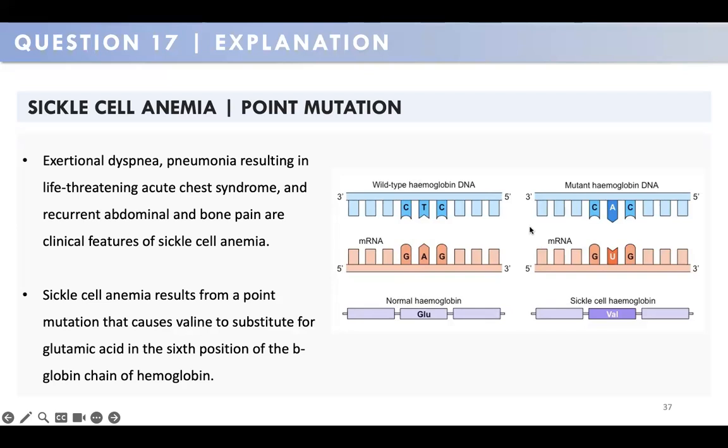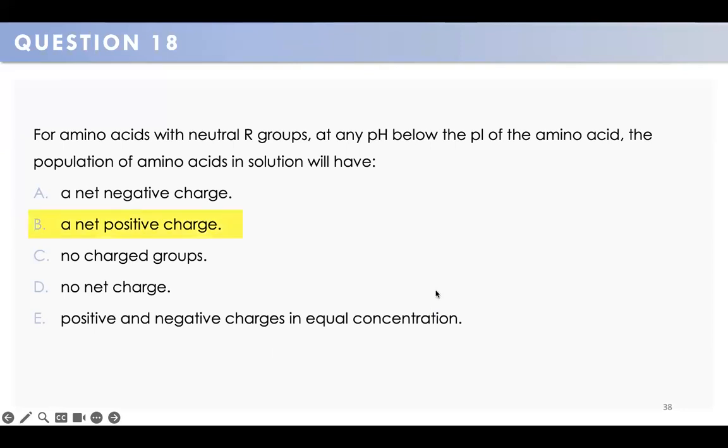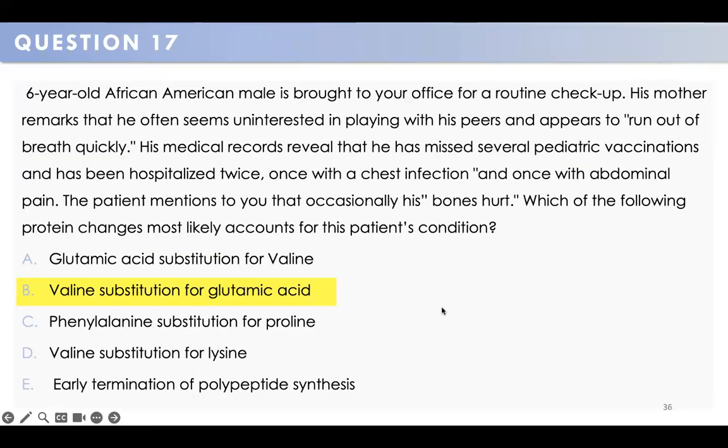Yes, exactly. So all of these were symptoms of sickle cell anemia: exertional dyspnea, pneumonia resulting in acute chest syndrome, and bone pain are clinical features of sickle cell anemia. It is a point mutation caused by valine substituting the glutamic acid in the 6th position of the beta globin chain of hemoglobin. Okay, so it is valine substituting glutamic acid.